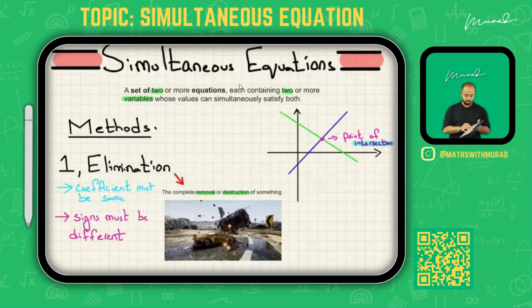Okay, so today's topic is simultaneous equations. Now, the meaning of this word, simultaneous equation, means we have two variables and we have two equations at the same time. Okay, you can even read the definition over here.